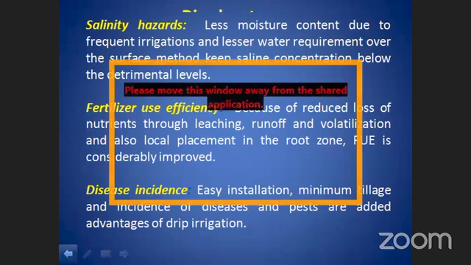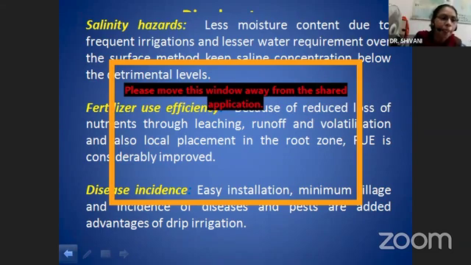You can complete a bit earlier, it will be better because the time is already up. Okay, okay. How many slides are left? Just a few minutes.